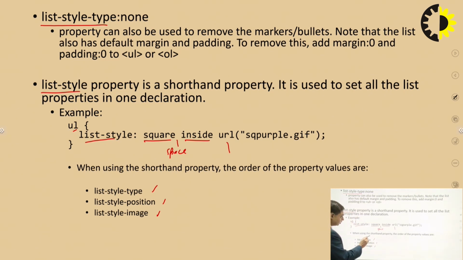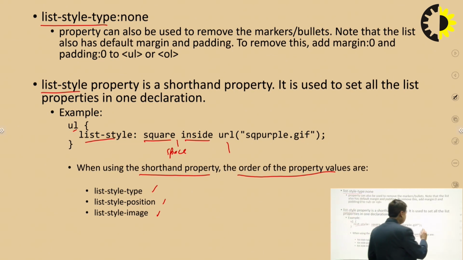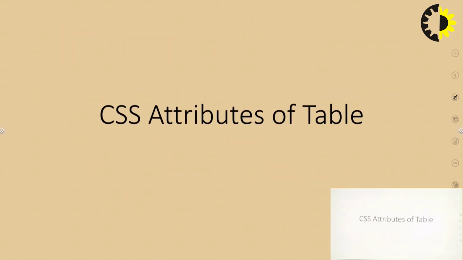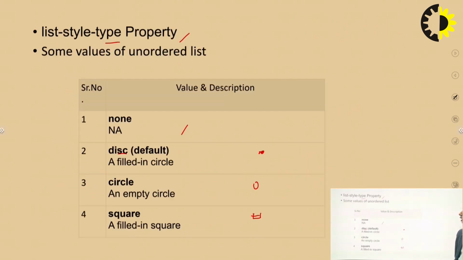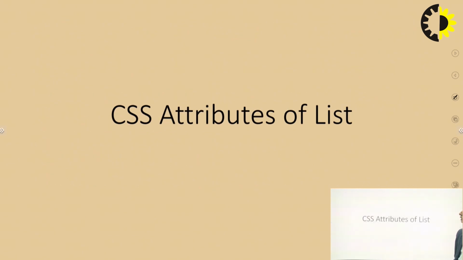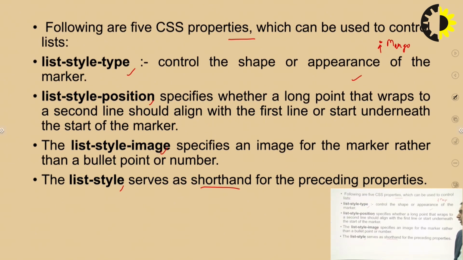So when we are using the shorthand property, we need to follow an order for the property values. The first value will be for list-style-type, the second for list-style-position, and the third for list-style-image. This is a very good way of giving all the values in one line with the help of the list-style property. So till now I discussed the CSS properties of the list, and the important properties are list-style-type, list-style-position, and list-style-image.